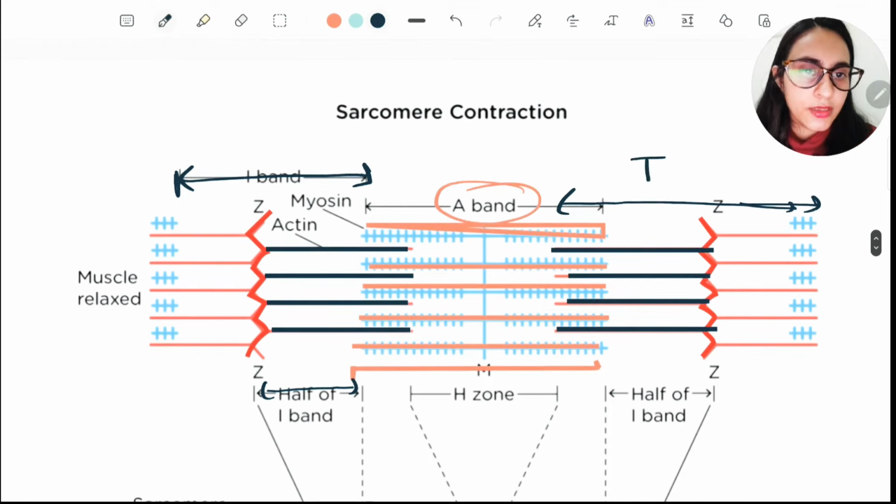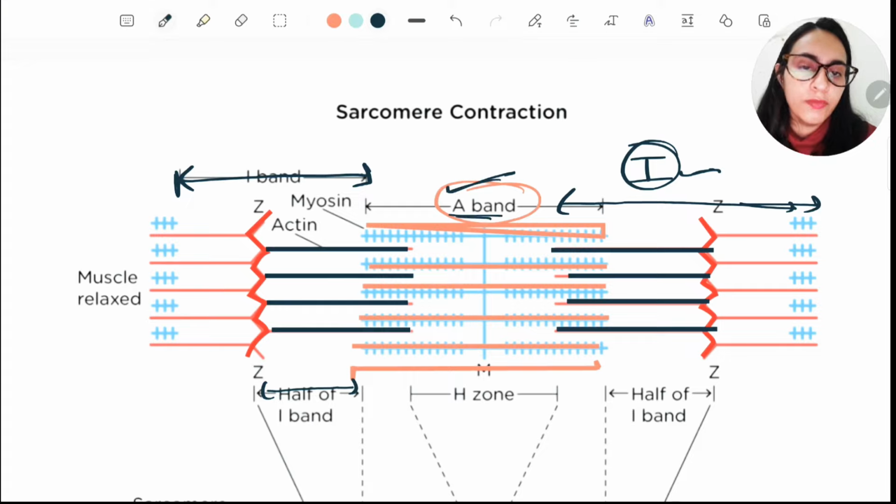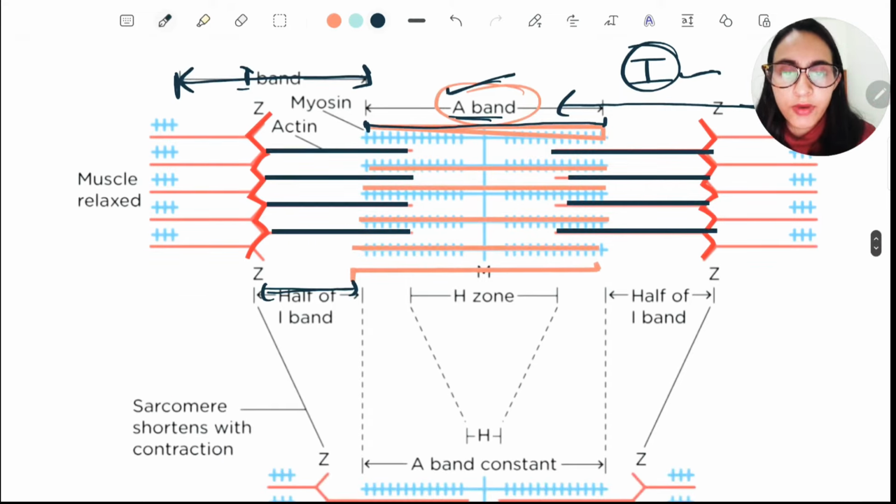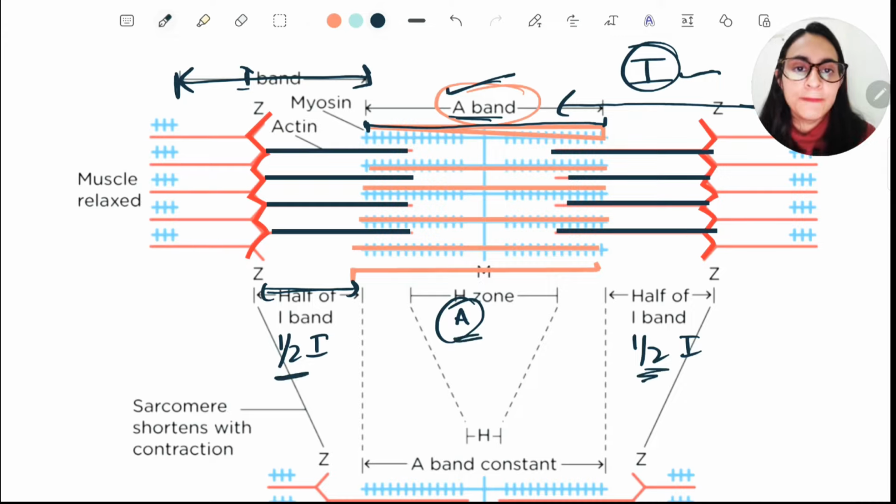The thin filament is isotropic to polarized light, therefore it is the I band. The A band is anisotropic to polarized light. So the thick filament is the A band, and the complete thin filament is the I band. One sarcomere, the distance between two Z lines, has half an I band, half an I band, and one complete A band. So a complete sarcomere is one complete A band plus two half I bands.